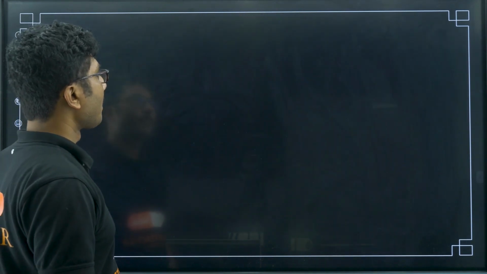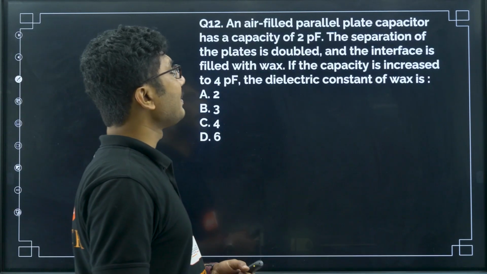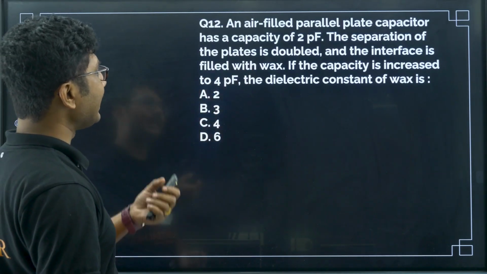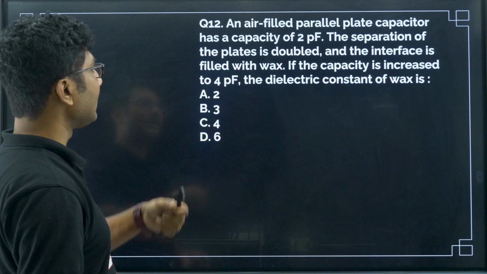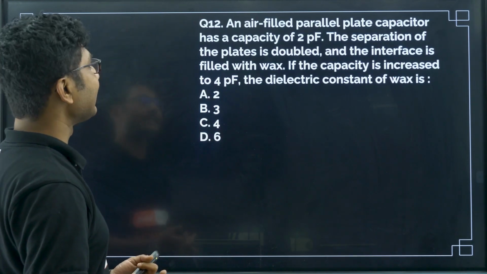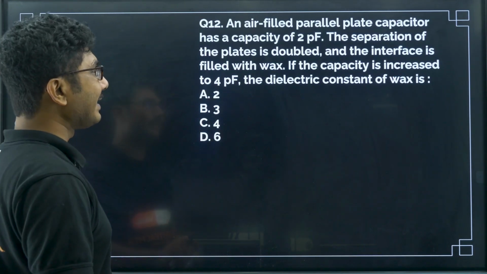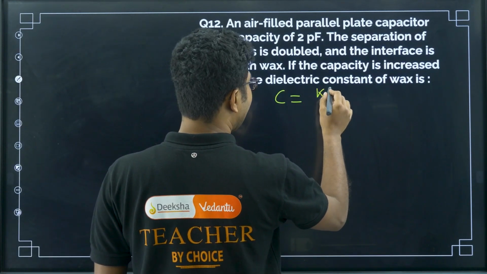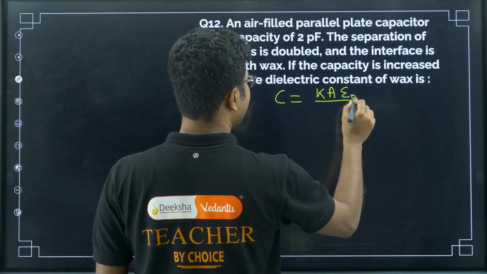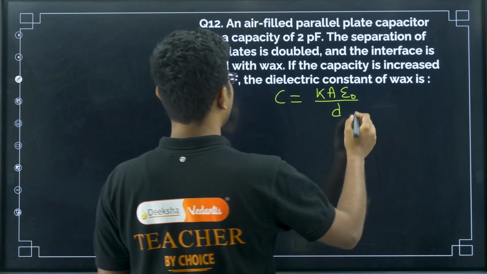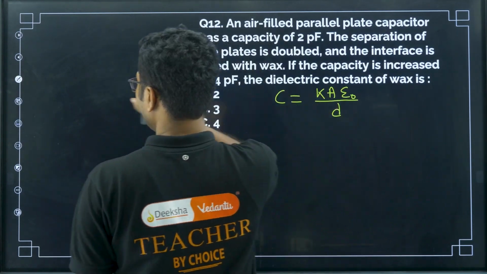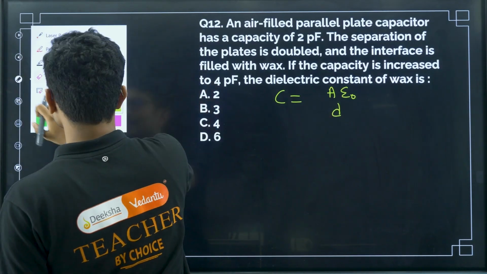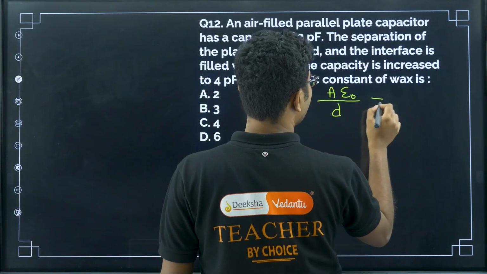Simple problem. An air-filled parallel plate capacitor has a capacity of 2 picofarad. The separation of the plates is doubled and the interface is filled with wax. If the capacity increases to 4 pF, the dielectric constant of the wax is. Now we know that C is K A epsilon naught by D. This is the first case, right? In the first case, K was 1 because there is air only. So in the first case, K is 1, and this is given by 2 picofarad.